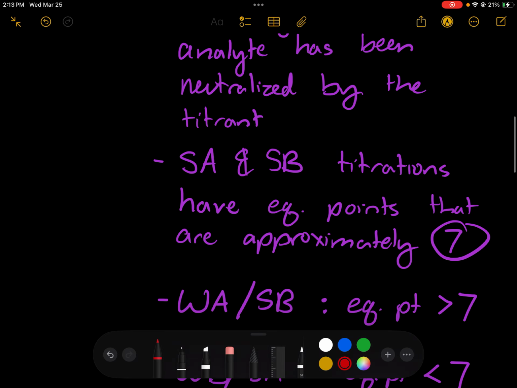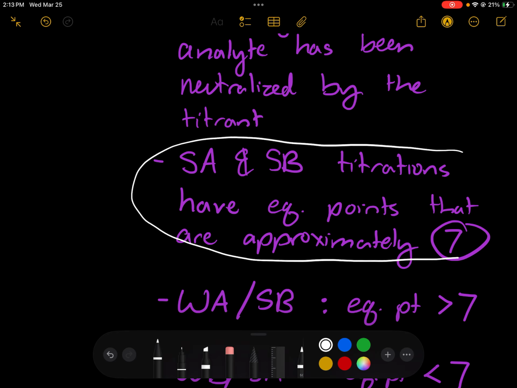So a couple of things about that. Our strong acid and strong base titration, so that's the one that you've already practiced with, has an equivalence point that has a pH of roughly 7 in a perfect world with no error. And the reason for that is because a strong acid and a strong base perfectly neutralize one another, and there's nothing left over to throw off the pH at your equivalence point.